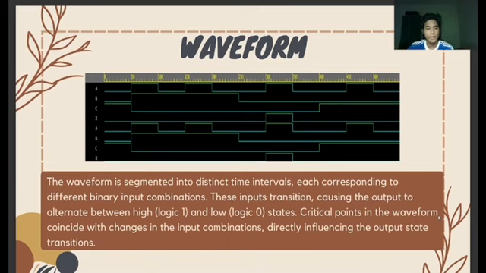The waveform is segmented into distinct time intervals, each corresponding to different binary input combinations. These input transitions cause the output to alternate between high and low states. Critical points in the waveform coincide with changes in the input combinations, directly influencing the output state transitions.